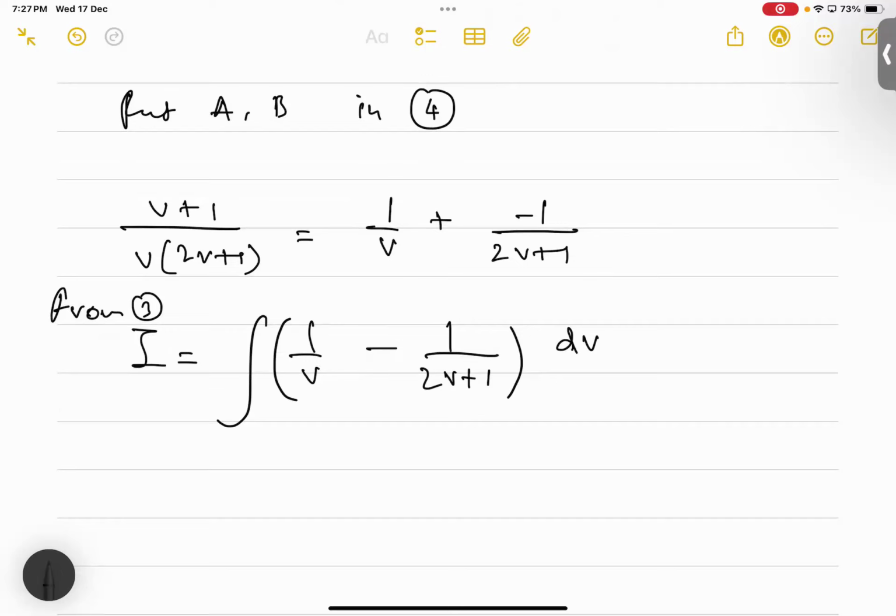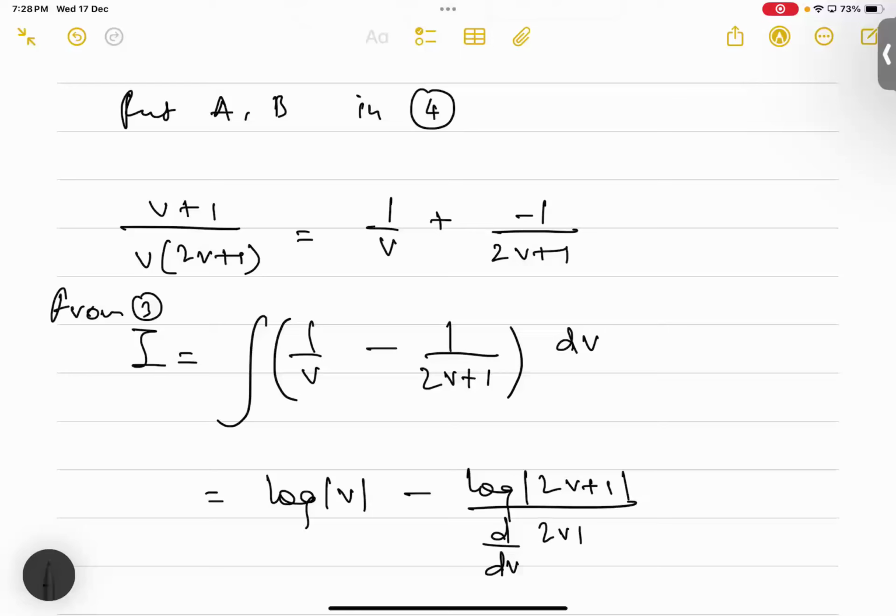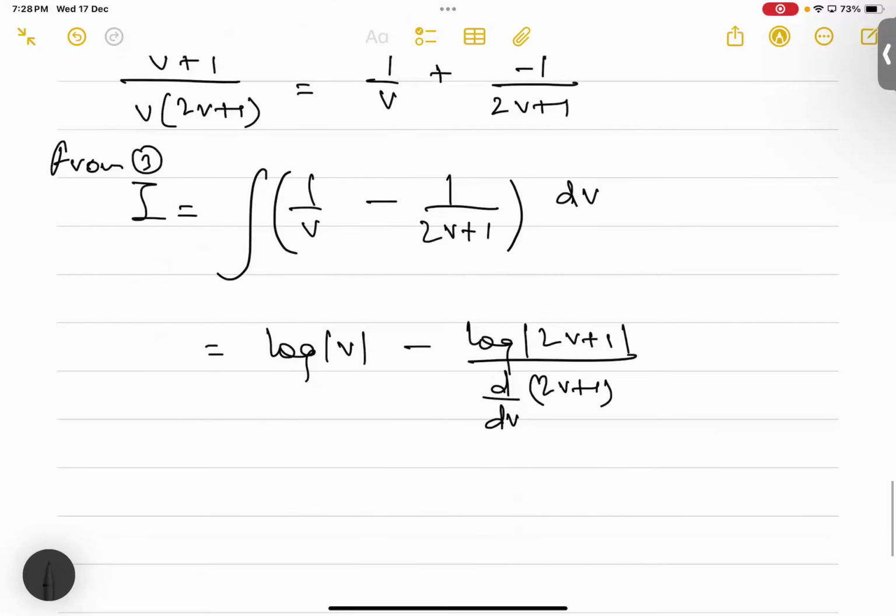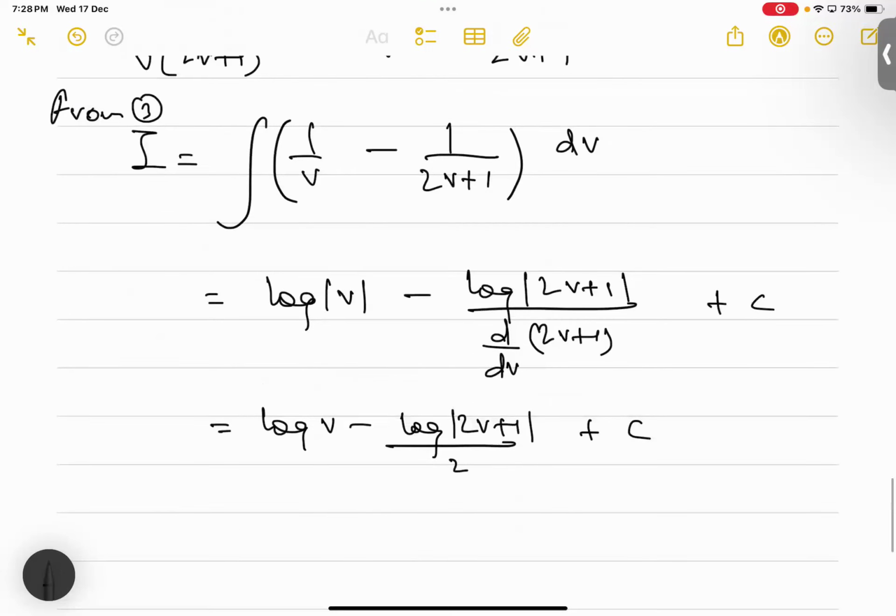Did you understand? Log V, the 1 upon X formula. Can you tell me what about this? 1 upon 2V plus 1. D by dV of 2V plus 1. Clear? Plus C upon 2. Correct? By the way, this is I1, not I.